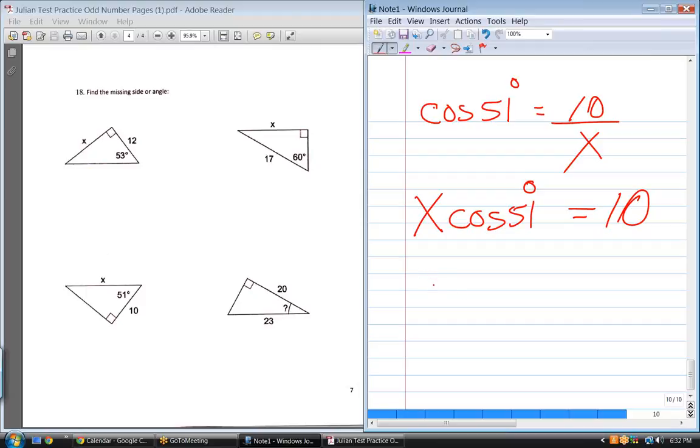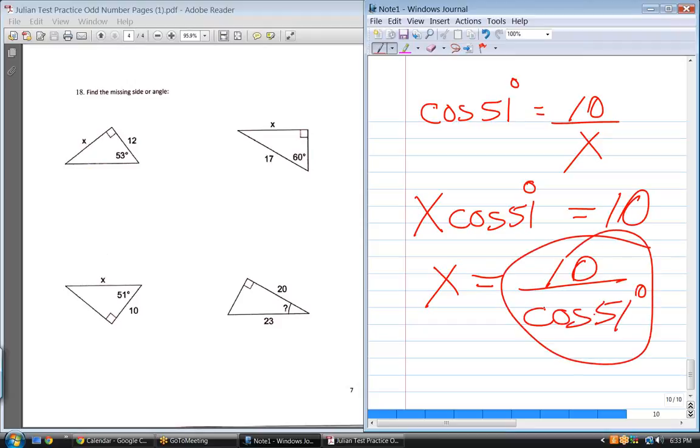So I find the cosine of 51. Well, let's just do the algebra. Okay. And divide both sides by the cosine of 51 degrees. Okay. And that solves for x. And then you can put this in your calculator to get an answer. Okay. It's going to be some number greater than 10. What is it? Make sure you can get it.